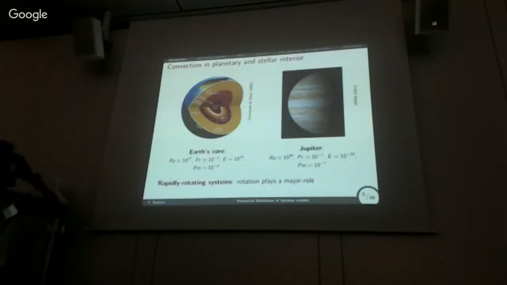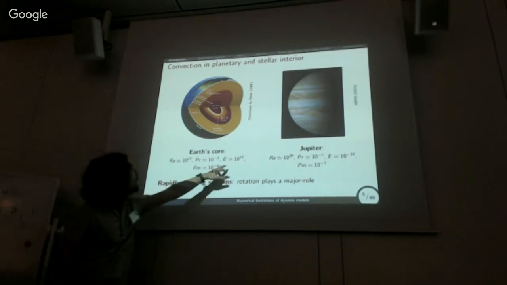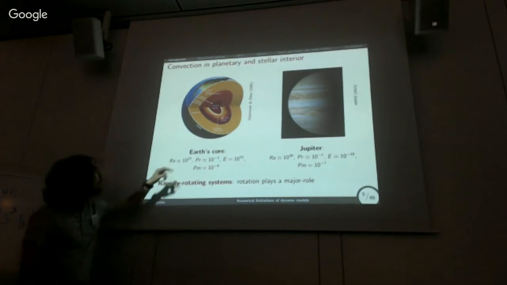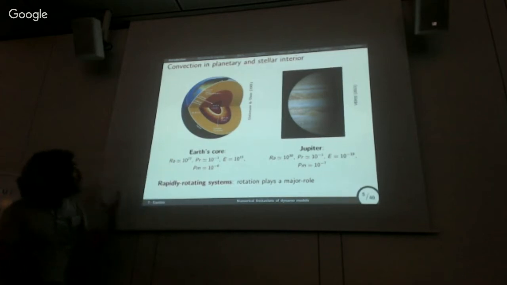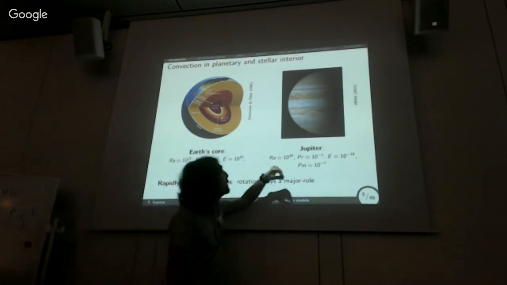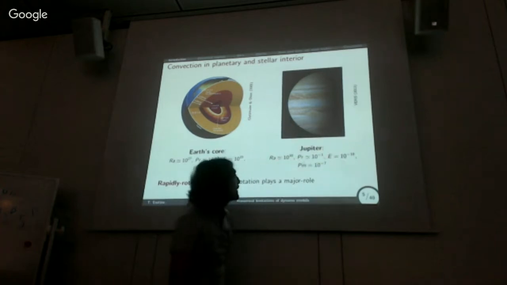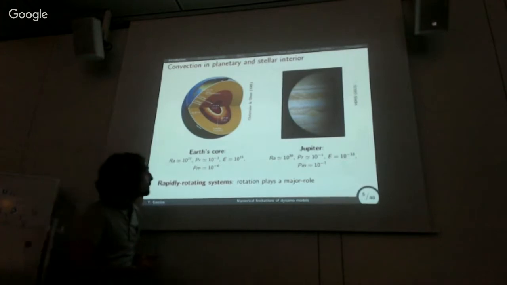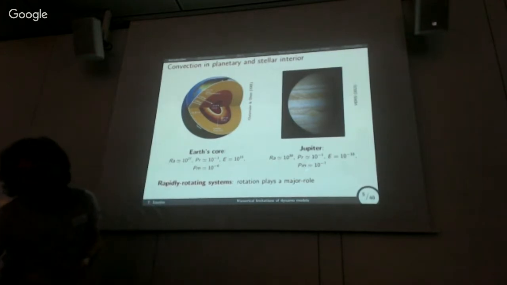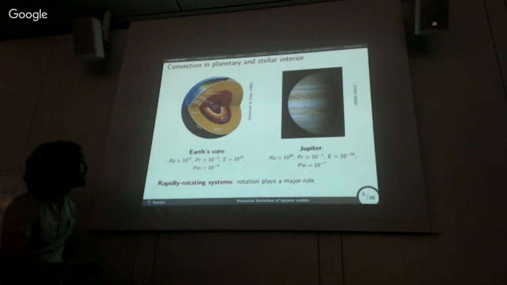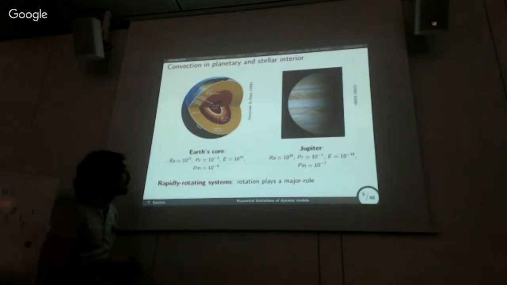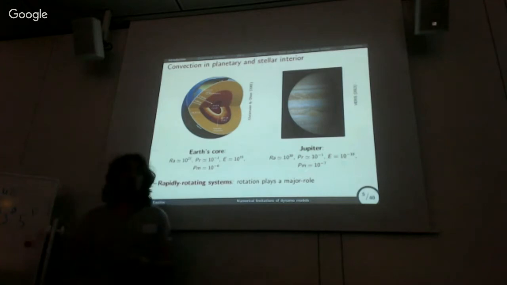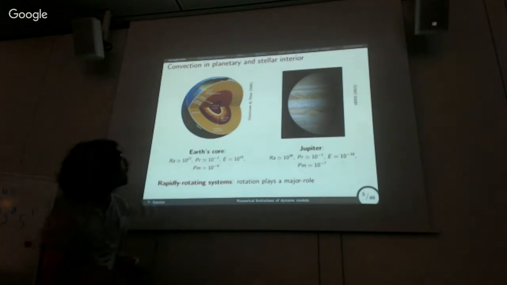So the Earth here, with an Ekman number of 10 to the minus 15, a minus is missing here, and a Rayleigh number of 10 to the 27, strongly influenced by rotation. Jupiter here, with this nice banded structure, again has an extremely tiny Ekman number. In both systems, rotation plays a major role in organizing the flow, as Uli and Johannes already showed you before.